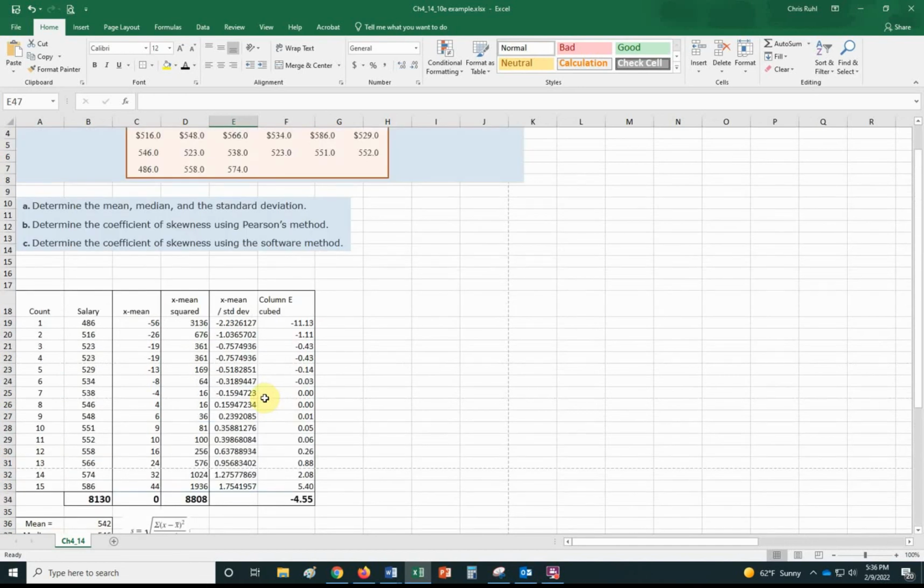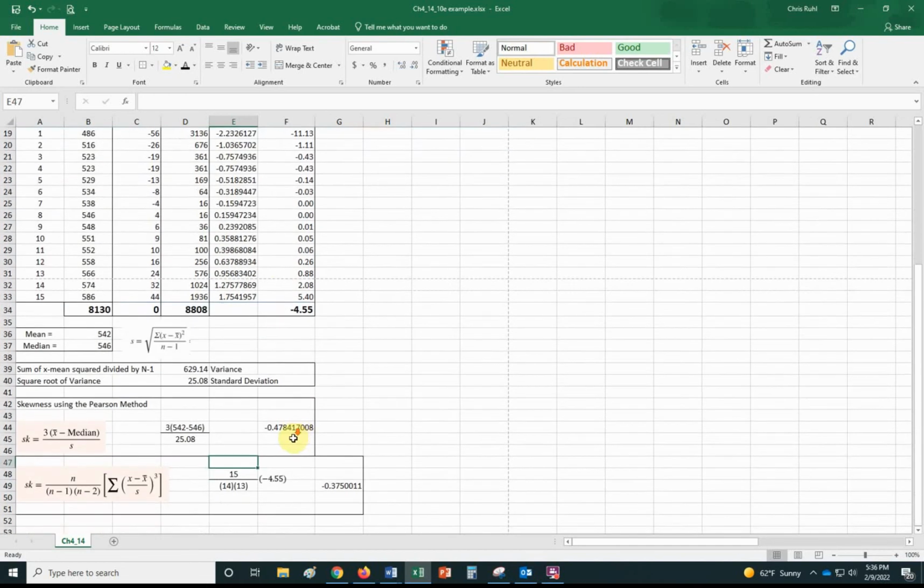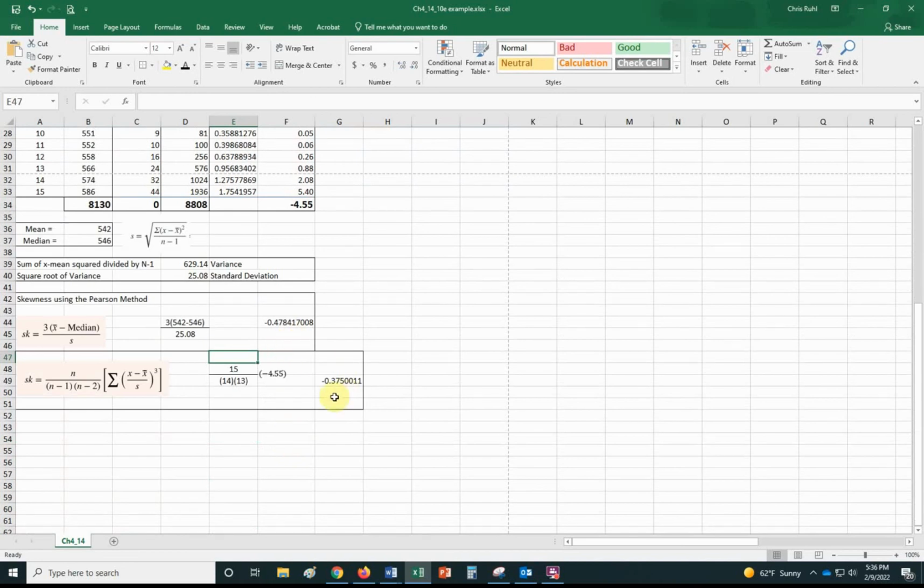And if you wanted to talk about the skewness, then it is slightly skewed to the left because these numbers are negative. So the curve over on the left side is a little longer than the curve on the right side for this particular item. So that is skewness and coefficient of skewness calculated a couple of different ways.